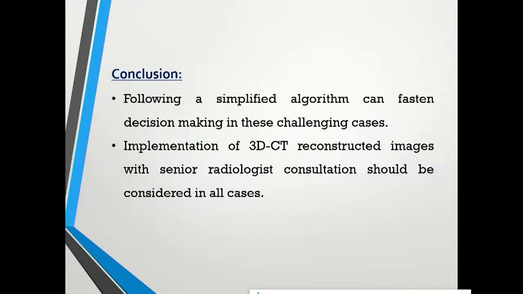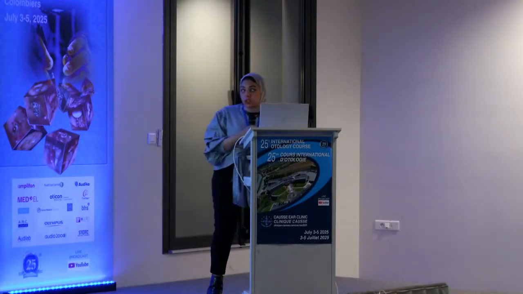I will finish. It's just a representation of our experience in these cases, and we encourage doing 3D reconstructed images in these cases. Thank you.